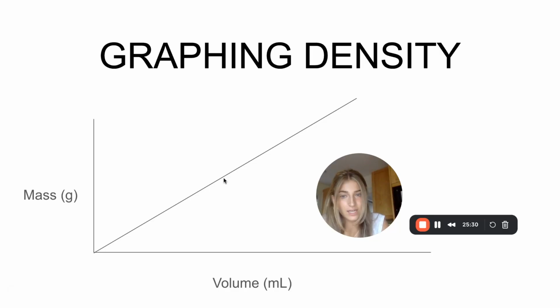So this line here represents density, and the slope of the line is representing the density. So the mass, or the y, over the volume, the x. And it makes sense when you think about the equation for slope: change in y over change in x, or rise over run.